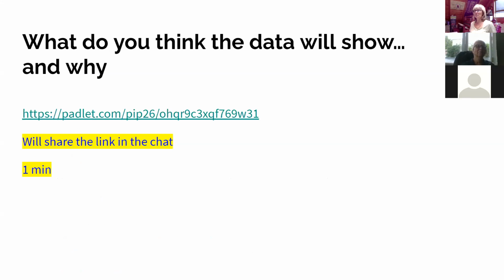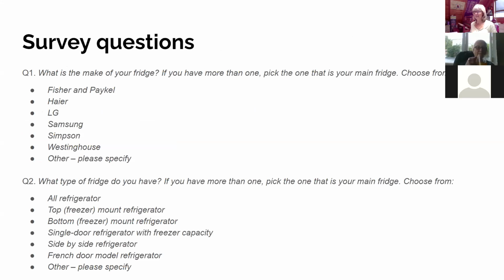So what I'm going to get you to do now is I'm going to just stop sharing in a minute and put this link in. But what we're going to look at is what we think the data will show. So we're going to go back and just think about these 2 questions. So what was the make of the fridge and what type of fridge? And I just want you to have a think about our group. What do you think might have been some of what we might see when we look at the data? And this is about getting the kids to start making some predictions or thinking about what the data might show before they actually look at the data.